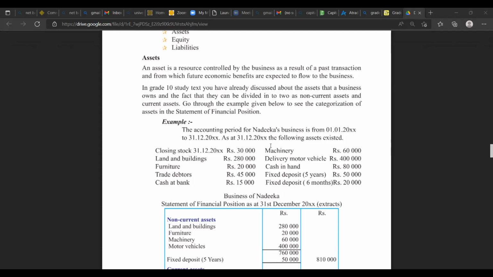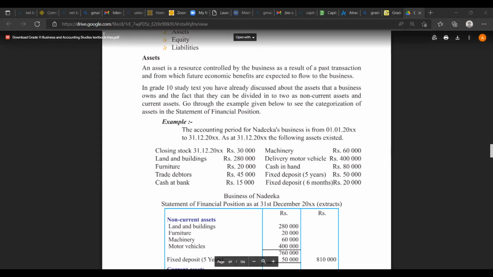So we have learned in grade 10 the basic introductory part. Assets have two components, current and non-current assets. Current assets are assets which are going to convert into cash in the near financial year. And non-current assets are assets that you are going to use in the business. You don't have any intention to sell.